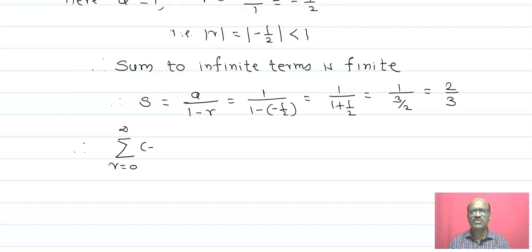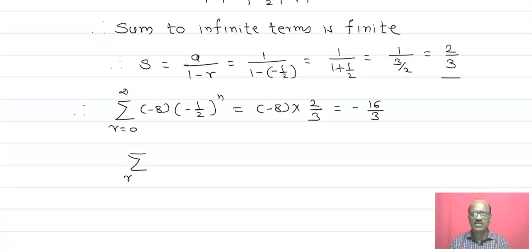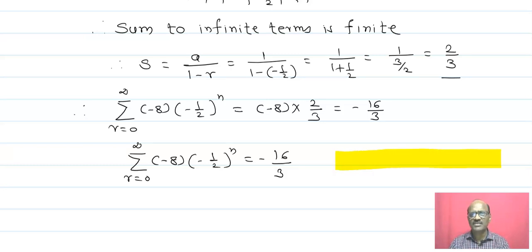Therefore, summation r equals 0 to infinity of minus 8 times (minus 1 upon 2) raised to n, that is it, and it is nothing but minus 16 upon 3. But the answer given in the textbook is different from my answer. If you like this, or if you have the confidence, then write this. If you do not have the confidence, then keep it as it is. Therefore, the summation is minus 16 upon 3. I had written it there.